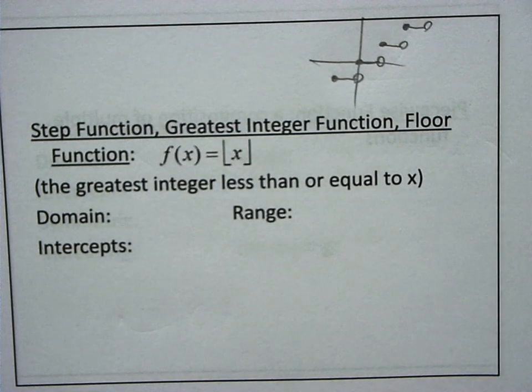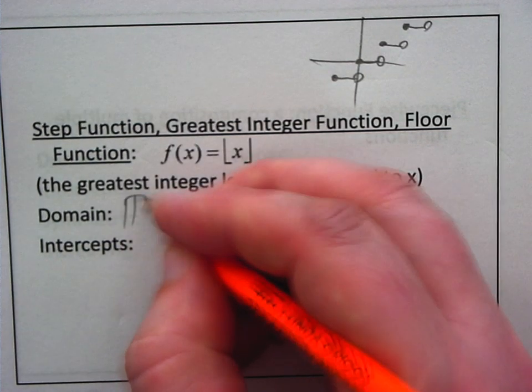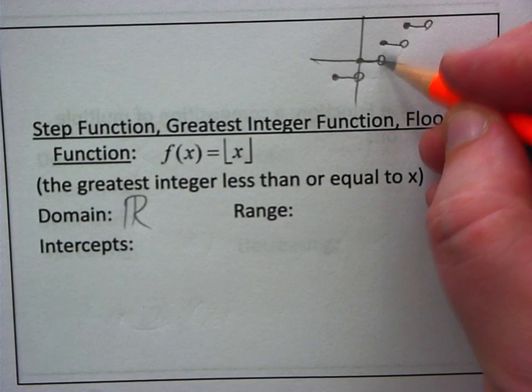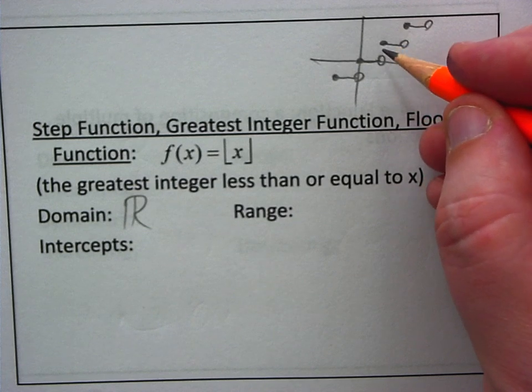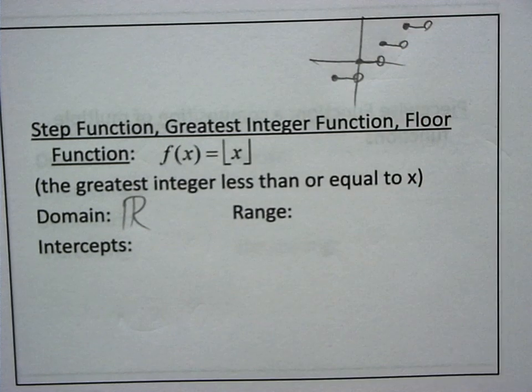Looking at the graph, what would the domain of it be? All real numbers. The domain is still all reals because wherever you have an open circle, above it somewhere you have a filled in circle. The bad part about doing it on the graphing calculator is you don't get those circles. Range.